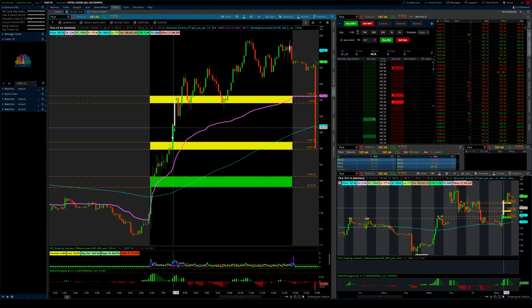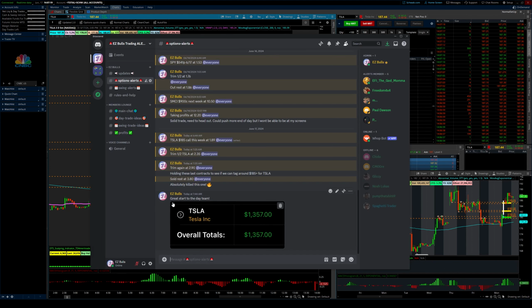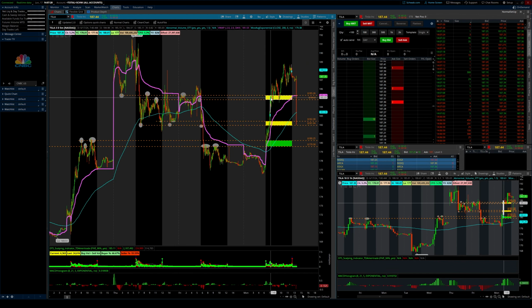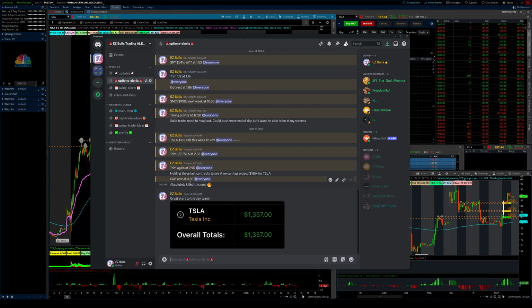So then we held them some more and we actually sold right here, not the next one. We got a really big candle upwards and we sold on this momentum. The options appreciated to $2.90, so we trimmed again. And then we held them into our last area of resistance, which we sold for 100%. We sold them for $3.80.